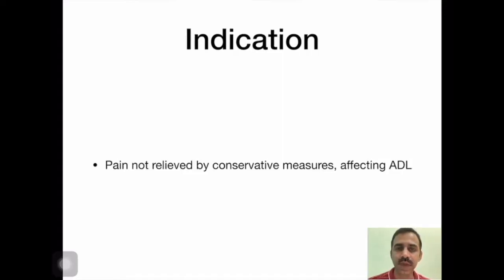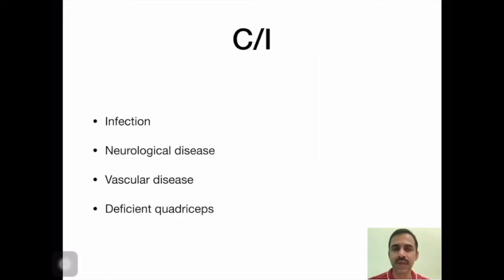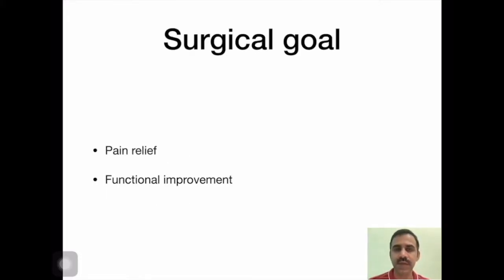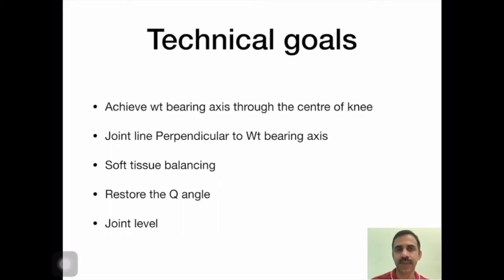The indication is pain not relieved by conservative measures, affecting the activities of daily living. Contraindications are infection, neurological disease, vascular disease, and a deficient quadriceps. Surgical goals are pain relief and functional improvement. There are technical goals that include achieving the weight-bearing axis passing through the center of the knee, making the joint line perpendicular to the weight-bearing axis, soft tissue balancing, restoring the Q angle, and leveling the joint.